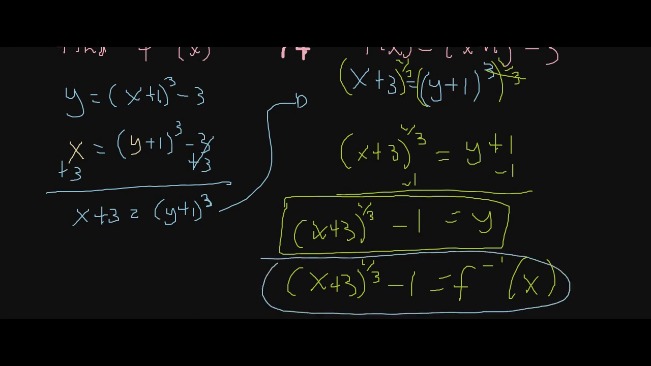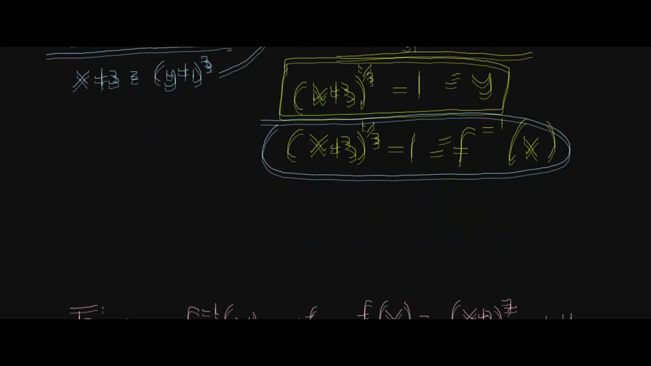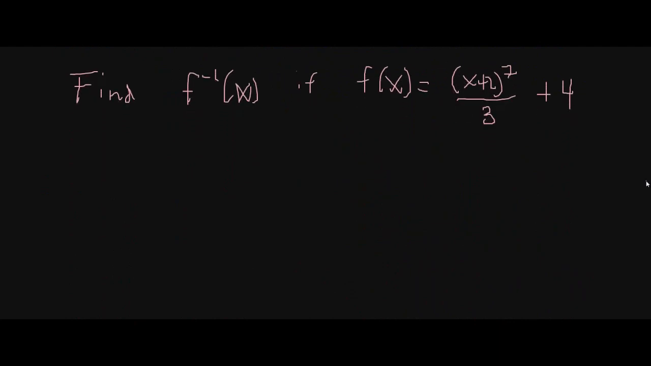Alright, let's look at another problem. Why not? We've got plenty of time. Let's find the inverse of f of x if f of x is equal to (x plus 2) raised to the 7th power, all divided by 3, plus 4.